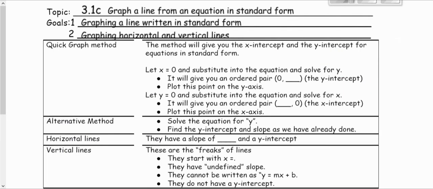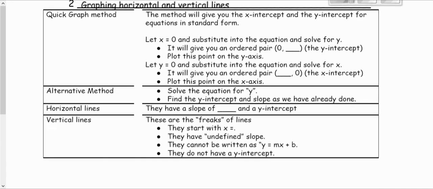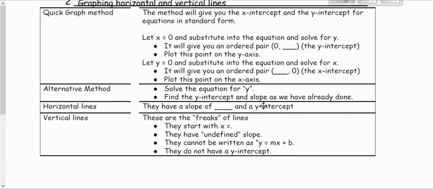Let's talk now about our horizontal and vertical lines. So if you go back to your front page, we have a couple of tips here for you. Horizontal lines, these are the ones that are actually functions. They have a slope of 0, and then whatever the line is will be your y-intercept. Okay? And then we have vertical lines. These ones are weird. They start with x equals. So you just kind of have to remember.